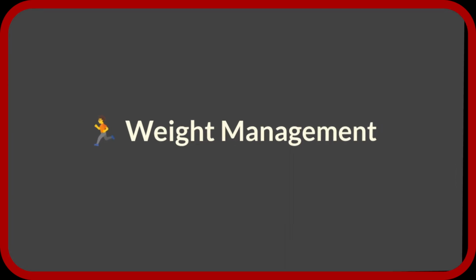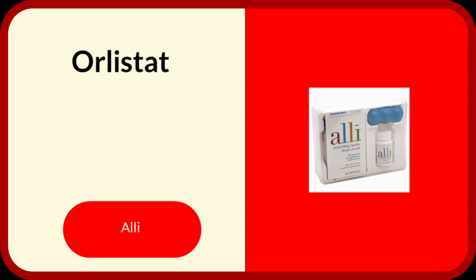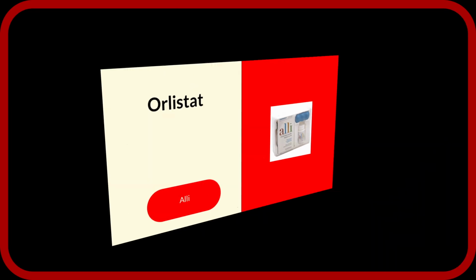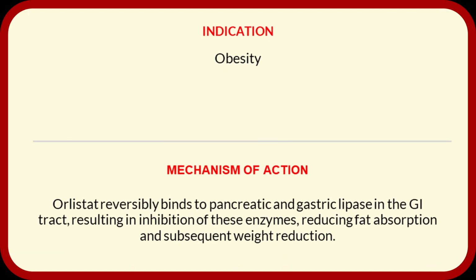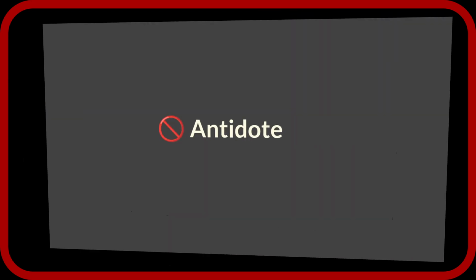Next, weight loss. Orlistat, with the brand name Alli or Xenical, is indicated for obesity. Orlistat is a non-systemic inhibitor of GI lipases. It reversibly binds to pancreatic and gastric lipase in the GI tract, resulting in inhibition of these enzymes, reducing fat absorption and subsequent weight reduction.